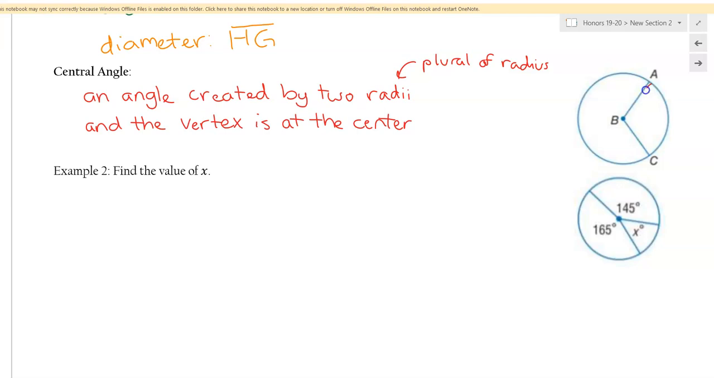So here's an angle, right? So really, those are our two radii. So this is the angle, and so this would be angle B. Or I could say I went from A to B to C. Both of those are ways to name that angle.